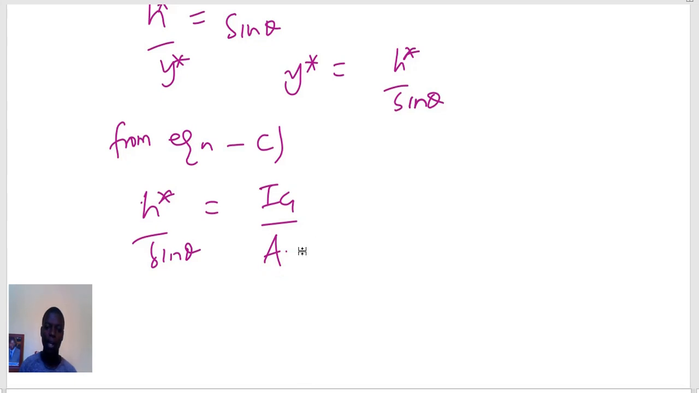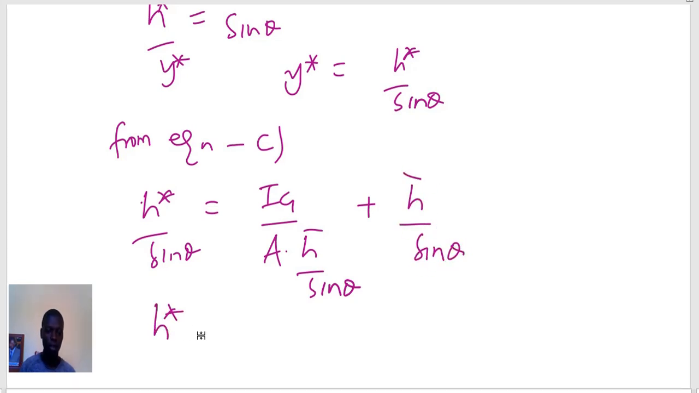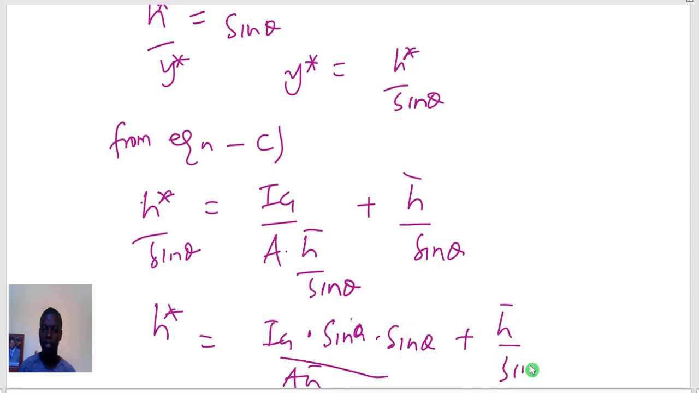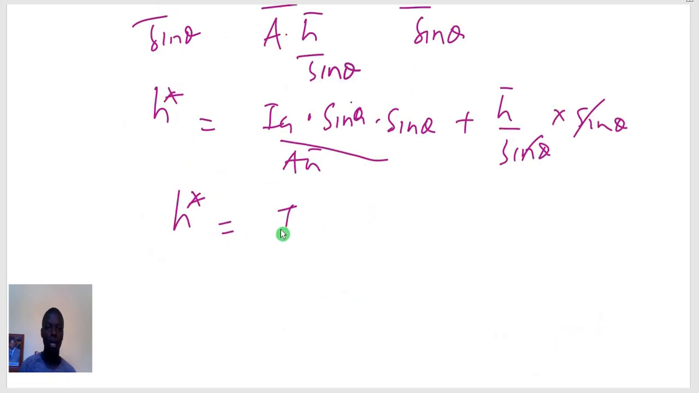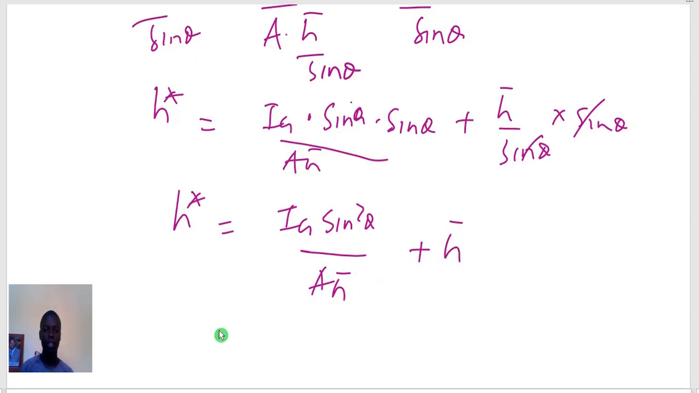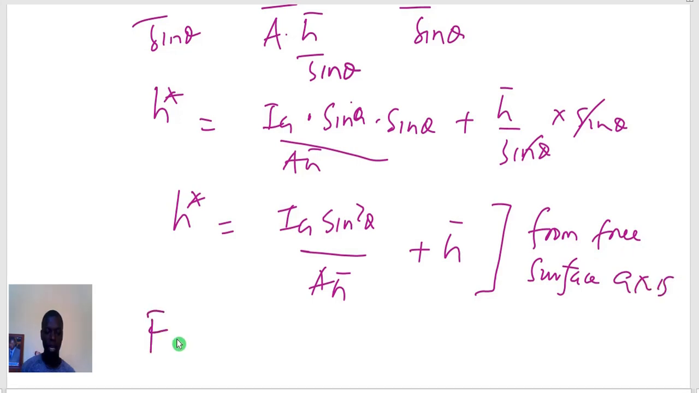So it means also y bar is h bar over sin theta, so that y star is Ig over A y bar plus h bar over sin theta. To make h star the subject of the formula gives you Ig times sin theta times sin theta, everything over A h bar, plus h bar over sin theta times sin theta. So that and that will go, and h star is equal to Ig sin squared theta out of A h bar plus h bar. Therefore, this is the distance of the center of pressure from the free surface axis. The hydrostatic force is equal to rho g sin theta A h bar.